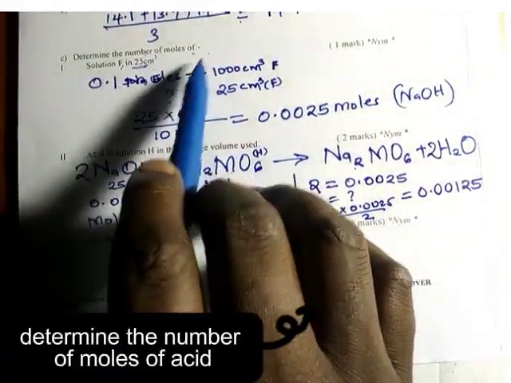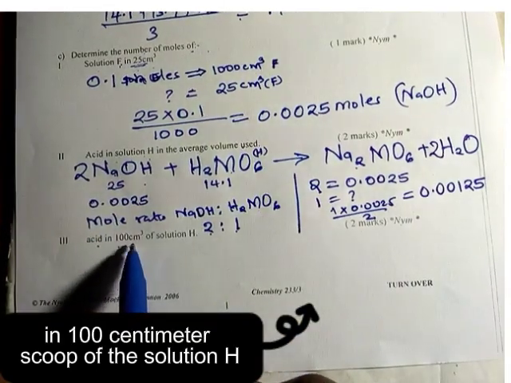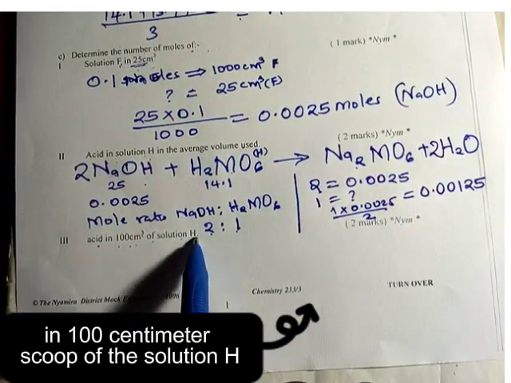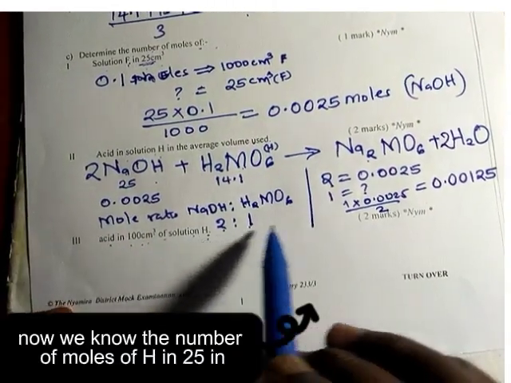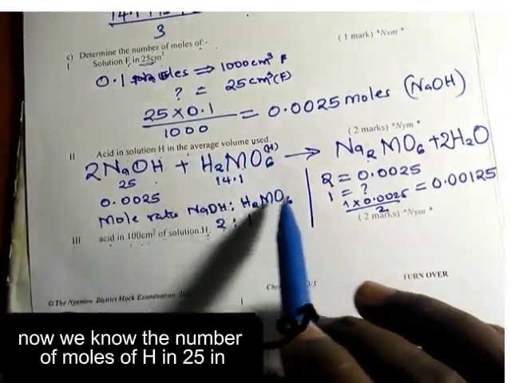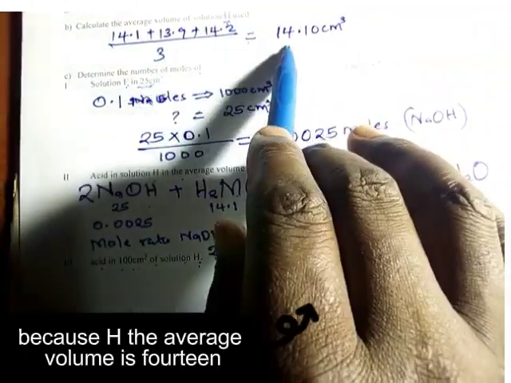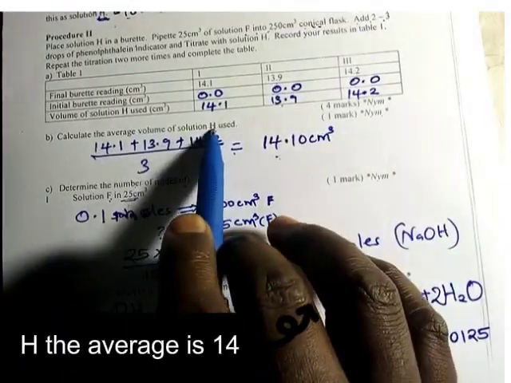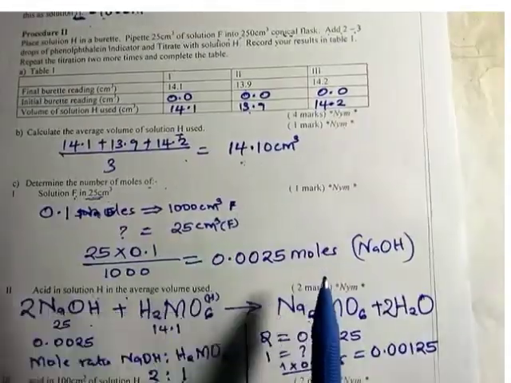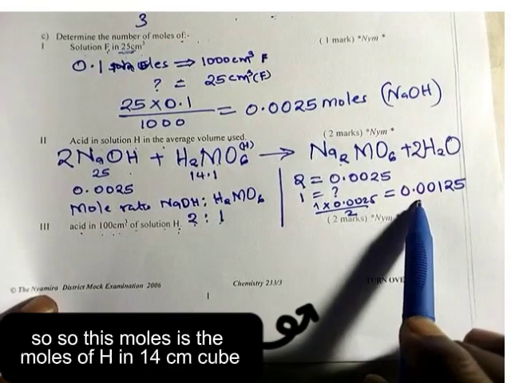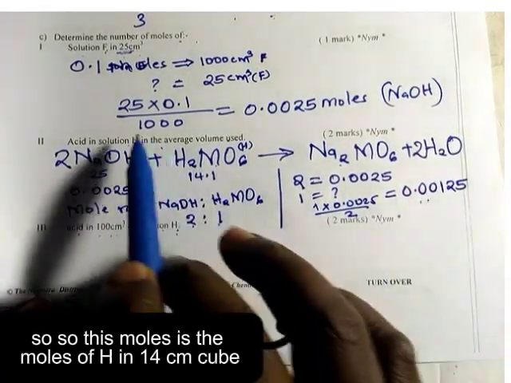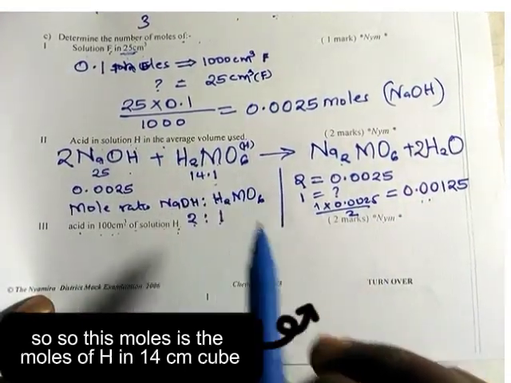Determine the number of moles of acid in 100 centimeters cube of the solution H. Now we know the number of moles of H in 25. Is it in 25 or in 14? Because H, the average volume is 14. So this moles is the moles of H in 14 centimeters cube.